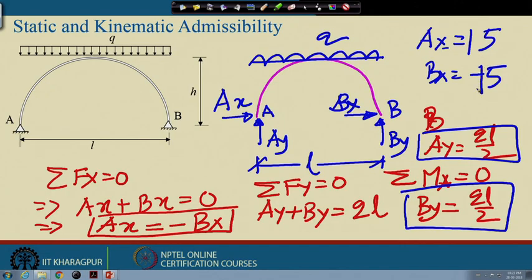Similarly, if I do not have A x is equal to 5, B x is equal to 5, if I take A x is equal to 15 and B x is equal to minus 15, then also this and this satisfy the equilibrium, right. So, even that is also statically admissible. So, static admissibility here means all these forces, internal forces and support reactions, satisfy the equilibrium. If they satisfy the equilibrium, then we say that it is statically admissible.